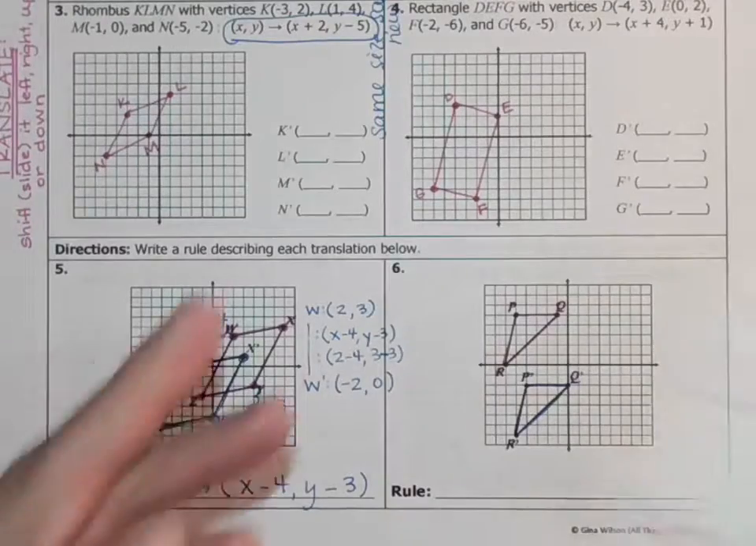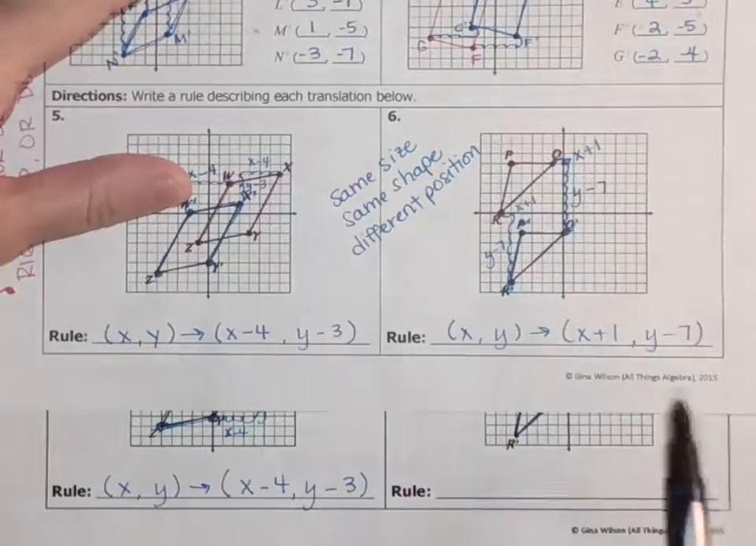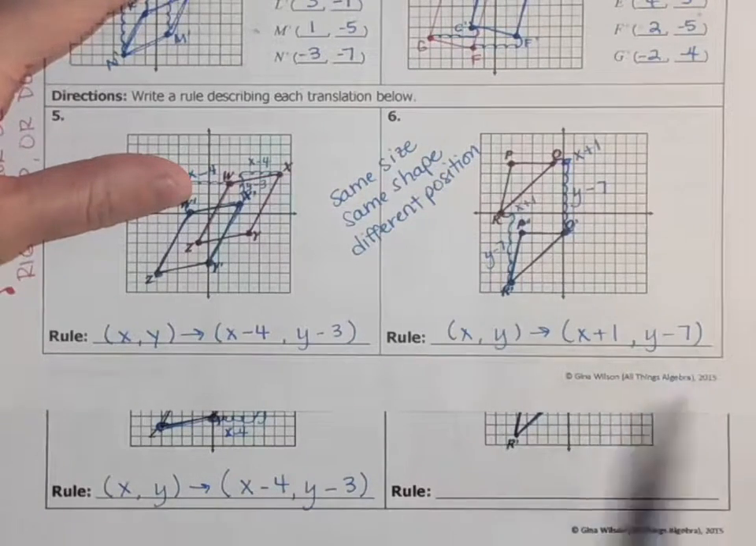Again, I'm going to show you our answer here for number 6. For number 6, you should get x plus 1, y minus 7. All right.